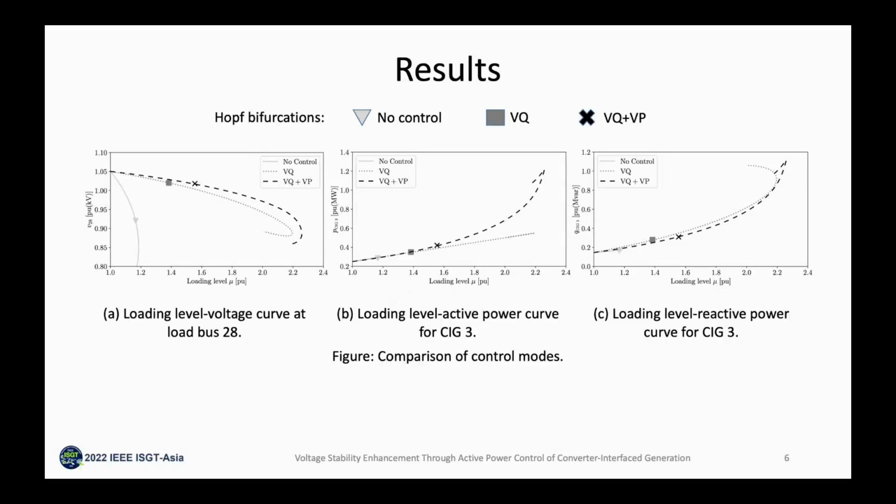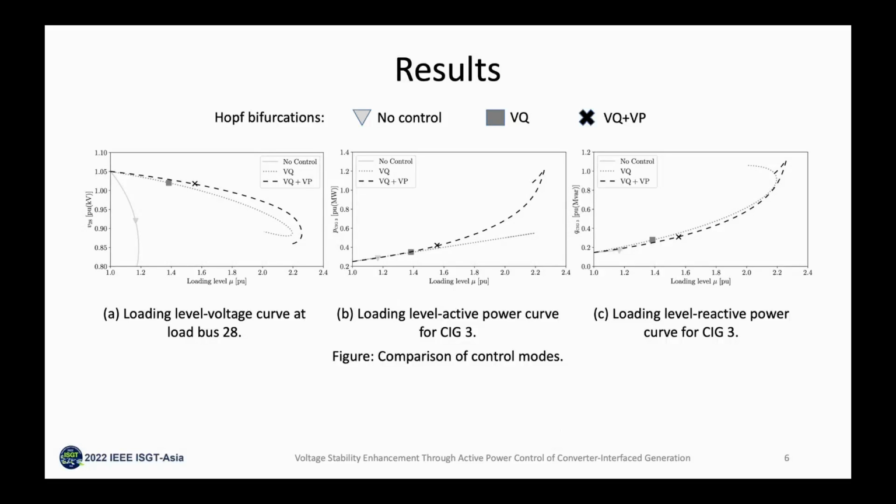Let's evaluate the performance of the proposed VQ-VP controller by a continuation power flow analysis. The VQ-VP control is compared to the VQ control, as well as the scenario in which the CIGs do not provide voltage control. The figures show the voltage at load bus 28 and the active and reactive power output of CIG number 3 as the loading level of the system is increased.